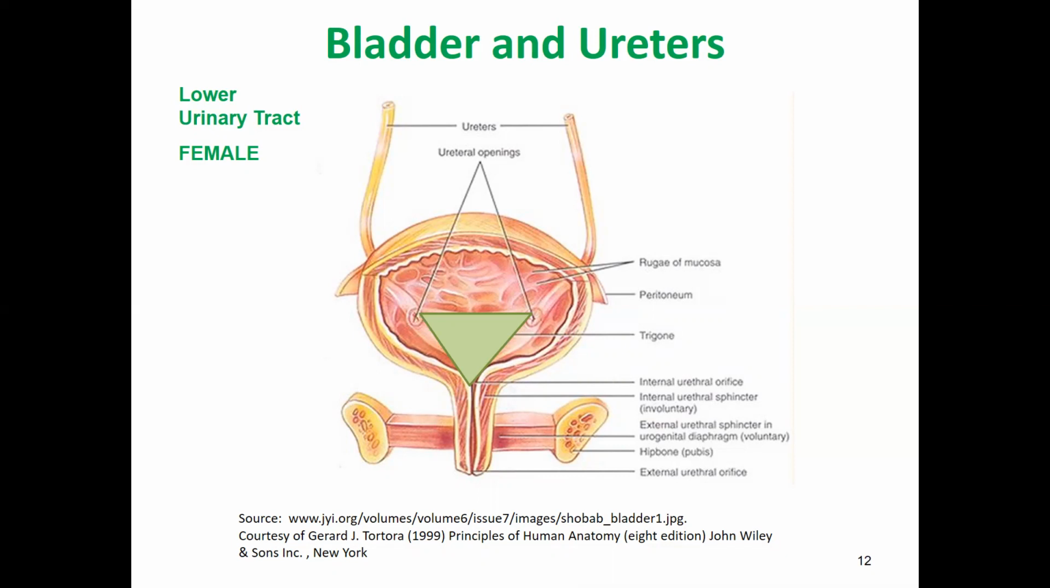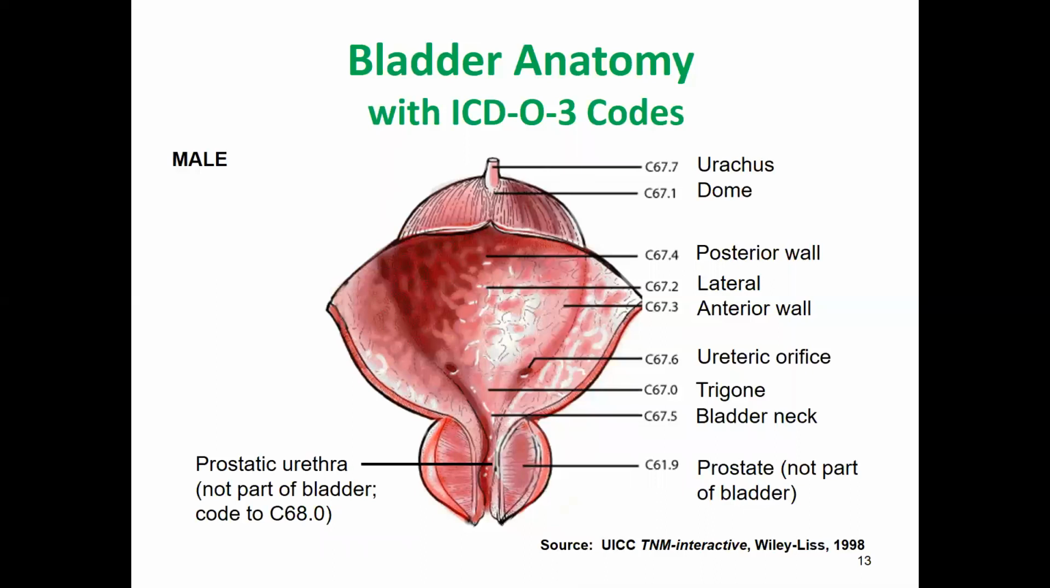In the solid tumor rules, there's a section to help you code the primary site. Now we'll get to this slide. So here, the male anatomy shows the prostate gland with the urethra passing through. This slide is also nice to show the ICD-O codes of the specific subsites of the bladder primary site codes, such as the dome, the lateral wall, the anterior wall, and the bladder neck.